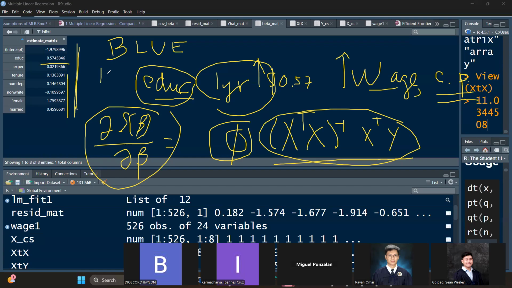So for example, if education for a particular respondent was 10, if we increase 10 by 1, make it 11, then the hourly wage of that individual will increase by 0.57. Okay? If the hourly wage, let's say, was 2.00, if I increase education by 1, meaning the number of years of that individual increased by 1, the hourly wage would have become 2.57.